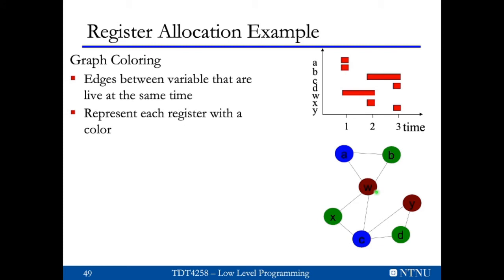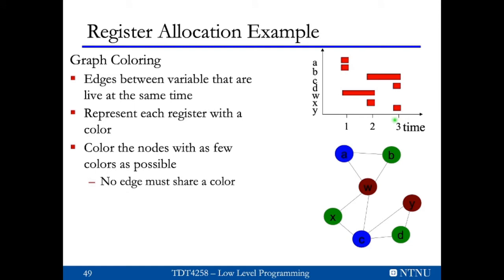So edges between variables indicate that these variables are live at the same time, so they would conflict for the same register. So A, B, and W, for example, are live at the same time, or C, W, and X are live at the same time, or back here, Y, D, and C are live at the same time. So if these variables are live at the same time, we can't reuse a register for storing Y and C, because otherwise we just override one of those values when we assign the other variable. So that's what we model here.